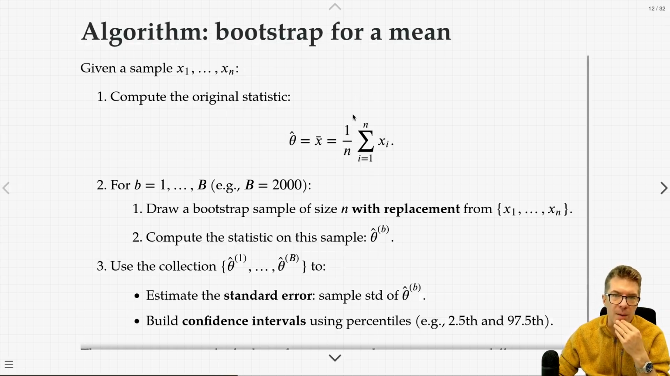The algorithm for bootstrapping for a mean is fairly simple. We have our samples, x sub 1 to x sub n. We compute our initial original statistic, like I mentioned a moment ago. Now I'm using lowercase x, but this corresponds to uppercase X from a few slides ago. And we have this computed statistic theta hat, which is our estimated sample mean. So for b, standing for bootstrap, from the first iteration all the way to big B, which might be on the order of 2,000, we can draw a bootstrap sample of size n, whatever n was, with replacement from our sample.